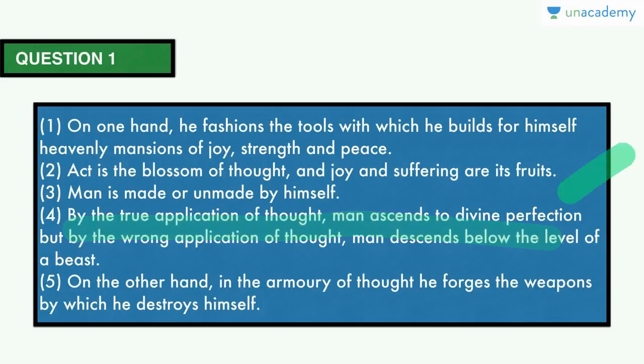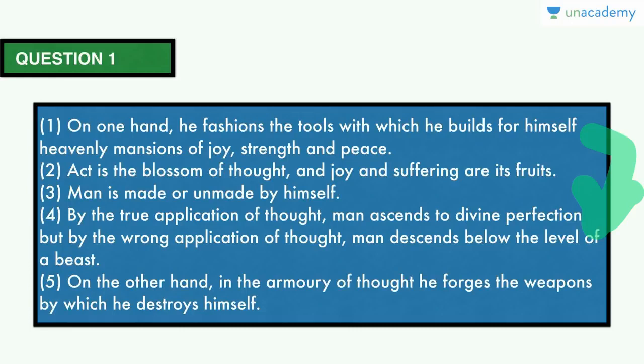So one out of 2 or 4 will be the excluded sentence. Let's see which one. On the other hand, in the armory of thought, he forges the weapons by which he destroys himself. Act is the blossom of thought, and joy and suffering are its fruit. I think sentence 2 will be the excluded one, because sentence 4 is taking forward the contrast which is shown by sentence 1-5. The 1-5 sequence is being concluded very beautifully by sentence 4, is it not?